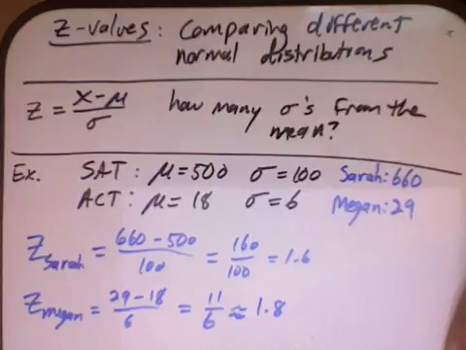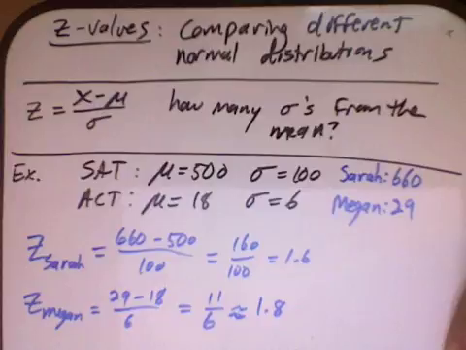Okay, so what the heck is a z-value? There's a simple formula for it here. The z-value for a particular x value is just that x minus the mean divided by standard deviation. And what a z-value really is, is how many sigmas from the mean a particular x value is. Let me show you what I'm talking about.